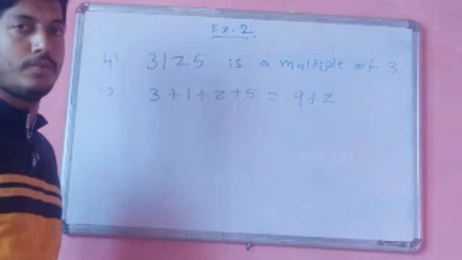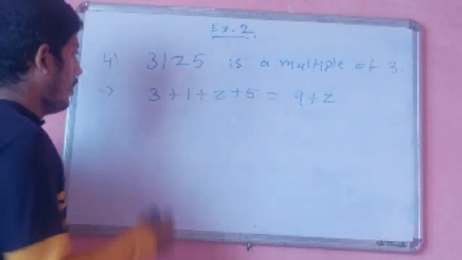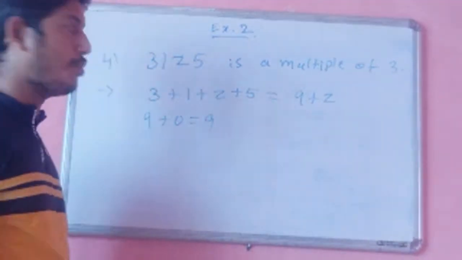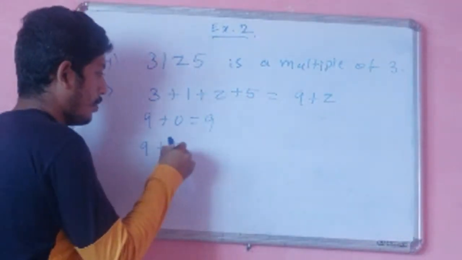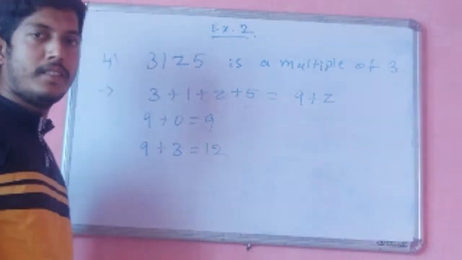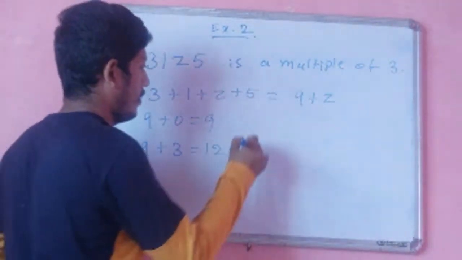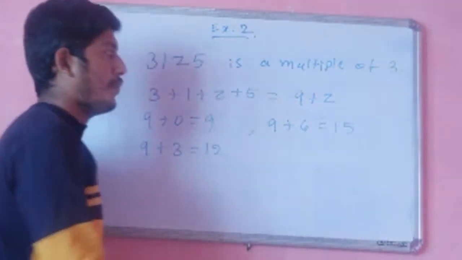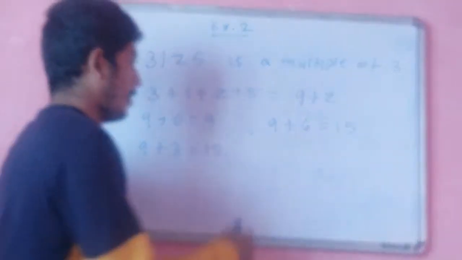Which value do we have to substitute? The possible cases are 9 plus 0, that is 9, and 9 is divisible by 3. 9 plus 3 becomes 12, and 12 is also divisible by 3. 9 plus 6 becomes 15, also divisible by 3. Then 9 plus 9 is 18, that is also divisible by 3. The next digit would be two digits. So therefore 0, 3, 6, 9 are the possible values.